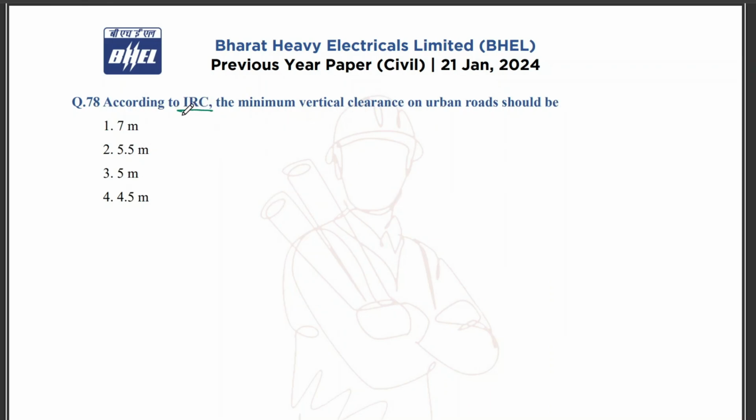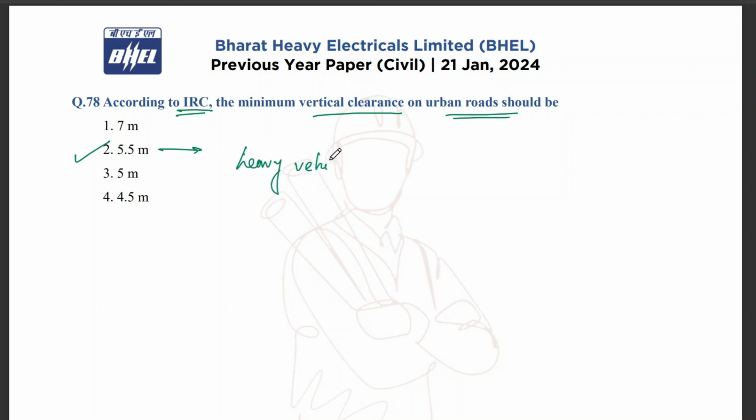78. According to IRC, which means Indian Roads Congress, the minimum vertical clearance on urban road should be. As per Indian Roads Congress guidelines, the minimum vertical clearance for urban road should be 5.5 meter because this clearance is necessary to accommodate heavy vehicles, buses, trucks passing under flyovers, etc.